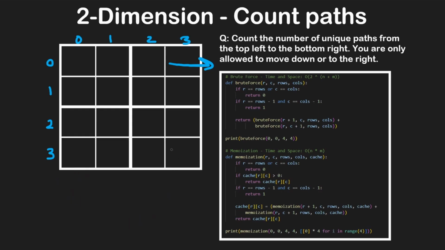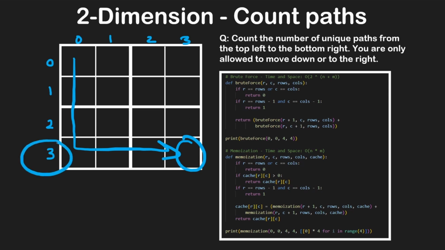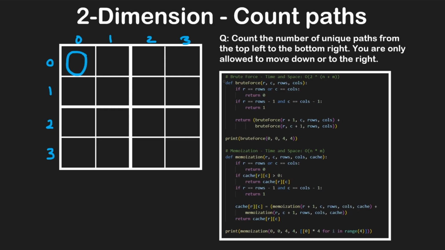The other base case, of course, would be if we did reach the goal. That would be if r is equal to rows minus 1 and column is equal to columns minus 1. In that case, we would return 1. That means, okay, this is a path. Otherwise, suppose we're actually starting from here. It's not a base case. So what we would do is call brute force 2 times, because we can either go down, that's this first case where we say row plus 1, or we can move to the right where we say column plus 1.